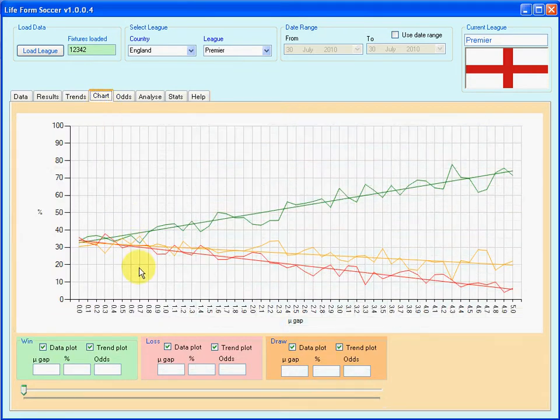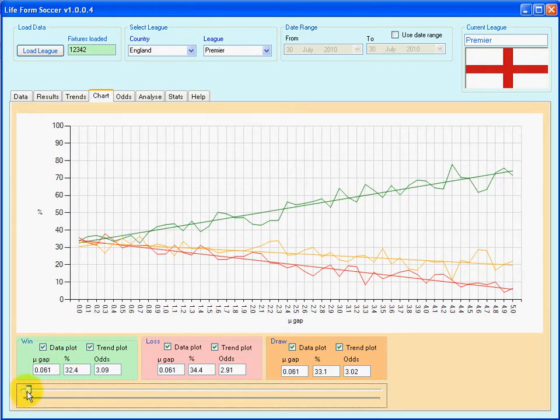We now go to our chart, and if we now enter 0.568 as our mu gap, or we can just use the slider, it will now give us the win, loss and draw percentages of our home advantage team, which was Chelsea.